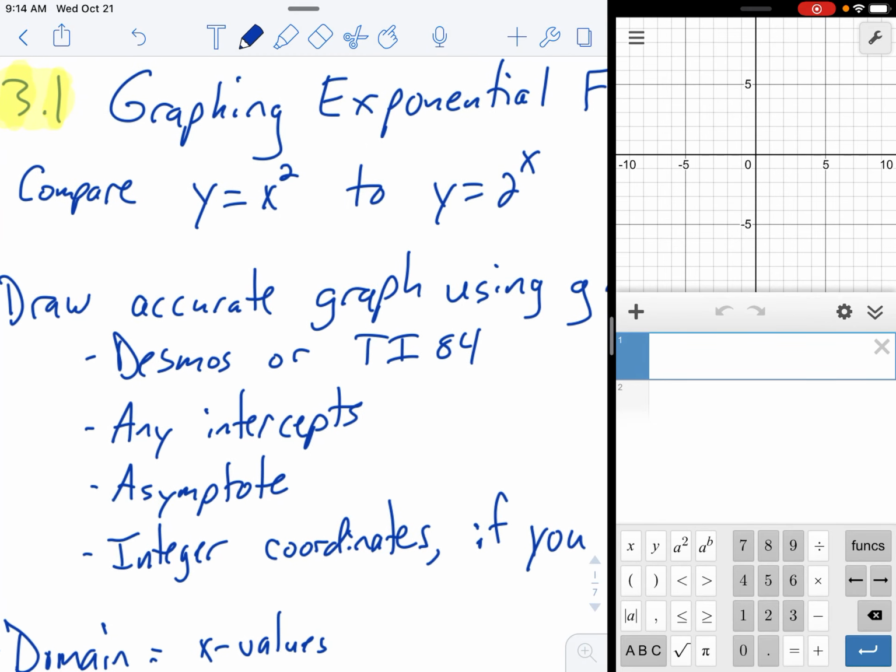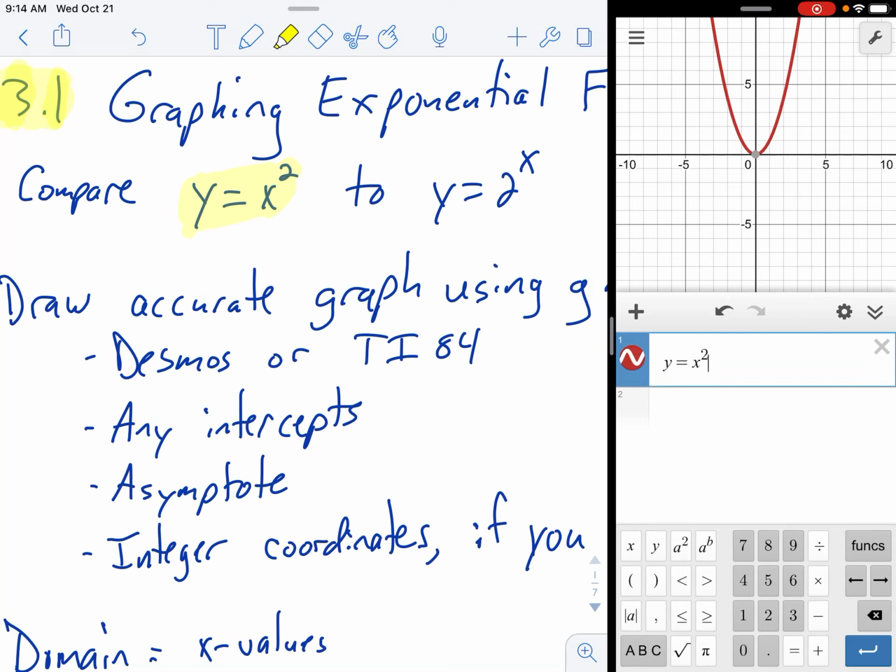And before we get into it, I'm just going to compare with you visually the graph of y equals x squared. That's a quadratic equation. It's also called a polynomial. The graph is called a parabola, something you should be familiar with. So let's see that. Y equals x squared. And just the structure of that, x, the variable, is the base, 2, the number, is the power.